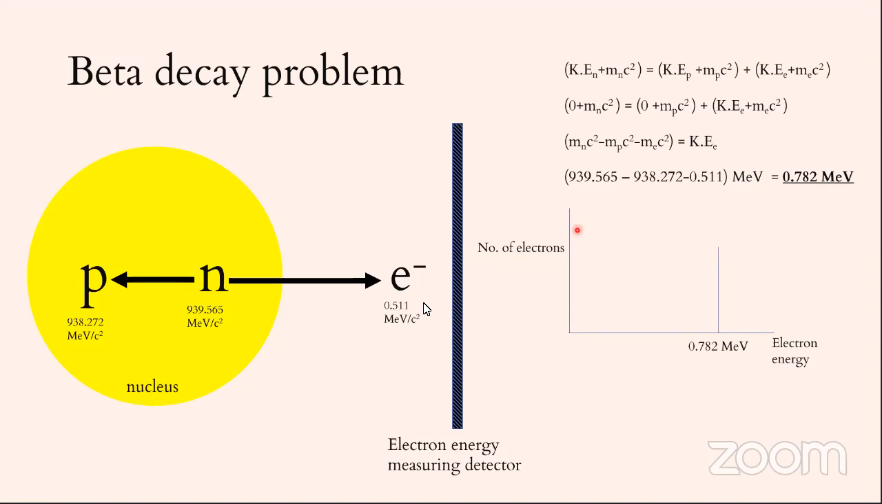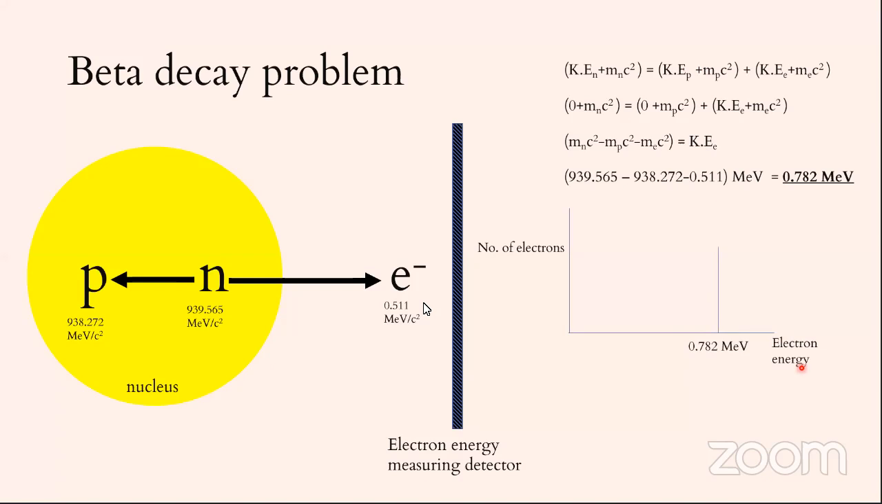Now you can make a plot of the electron energy spectrum. That's a plot with the electron energies on the x-axis and the number of electrons on the y-axis. Because we calculated that the energy will be 0.72 MeV, what you see in such a plot is that there will be a peak at 0.72 MeV. That means that all the electrons emitted in a beta decay will have the same energy, 0.72 MeV.